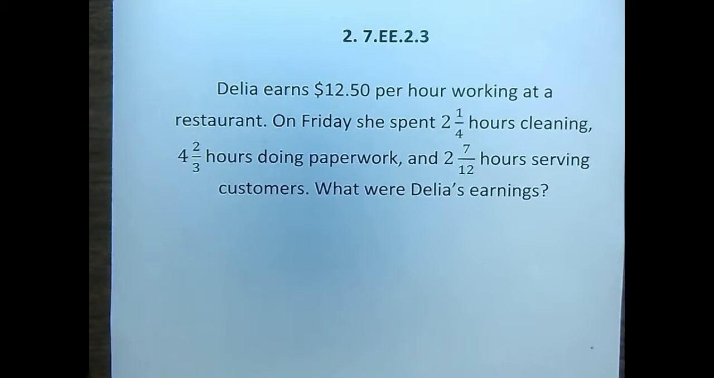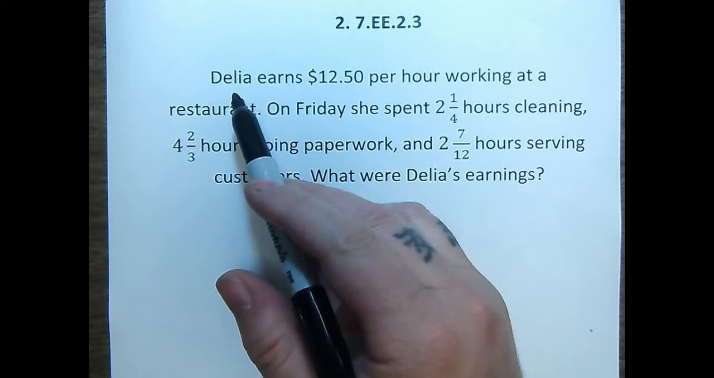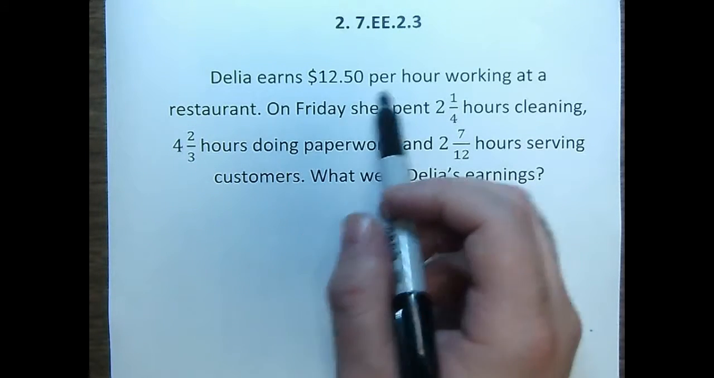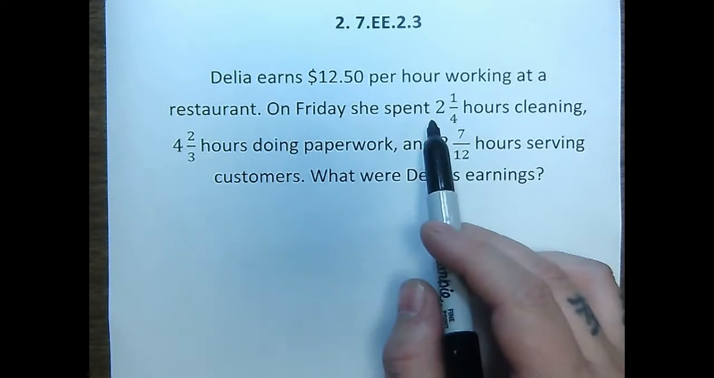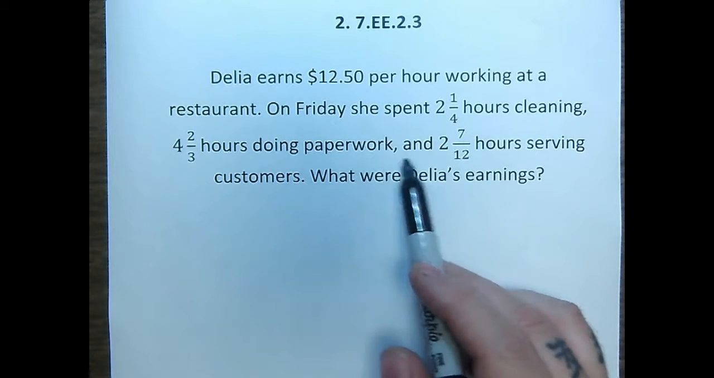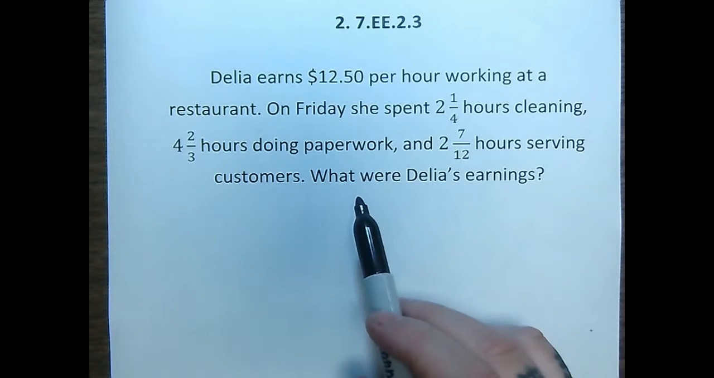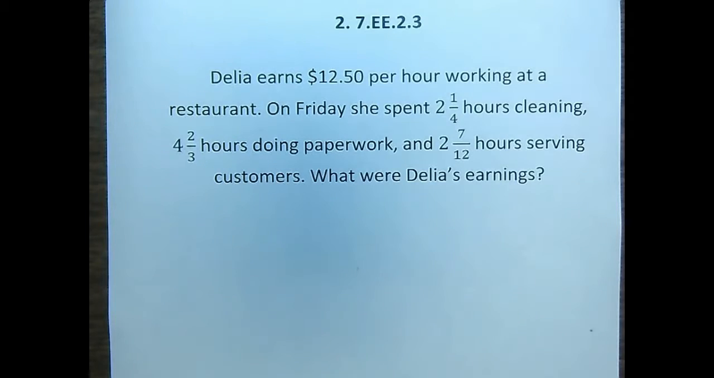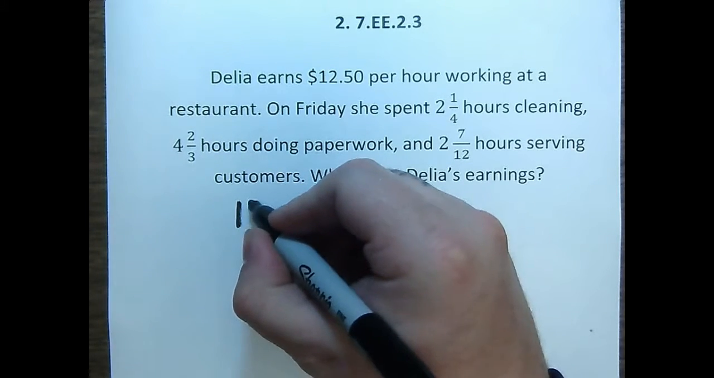problem 2. This problem says, Delia earns $12.50 per hour working at a restaurant, and on Friday she spent 2 1/4 hours cleaning, 4 2/3 hours doing paperwork, and 2 7/12 hours serving customers. What were Delia's earnings?